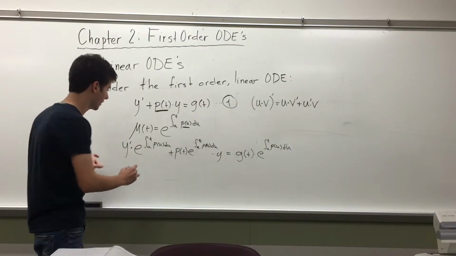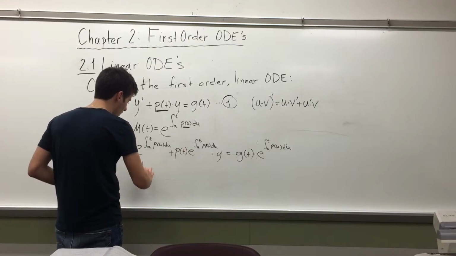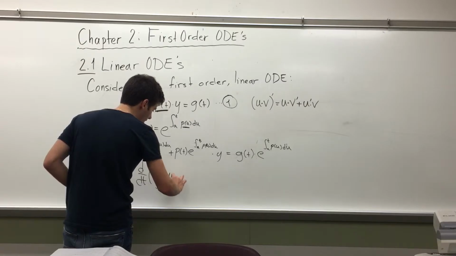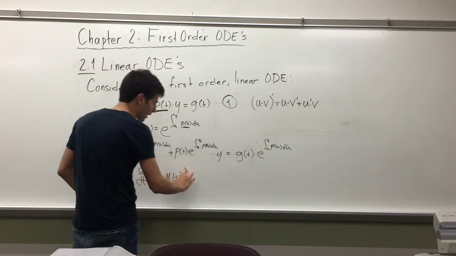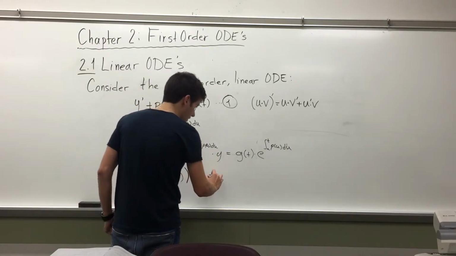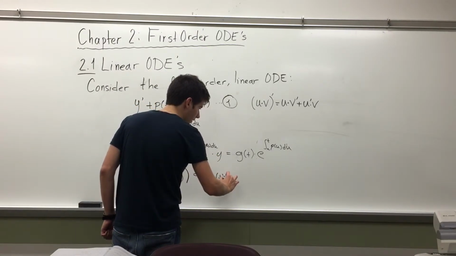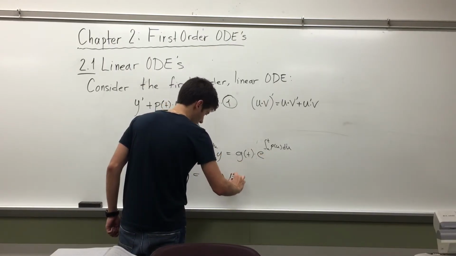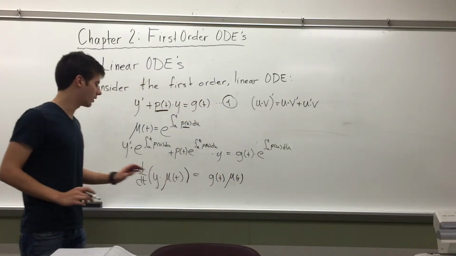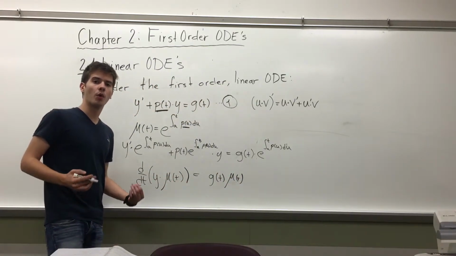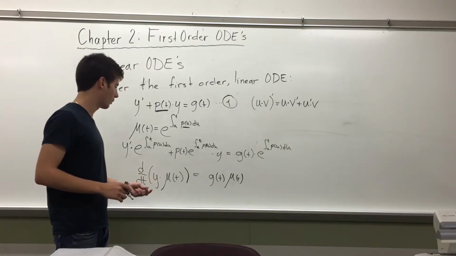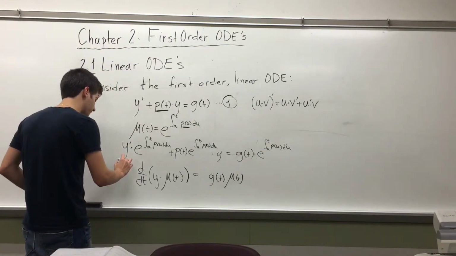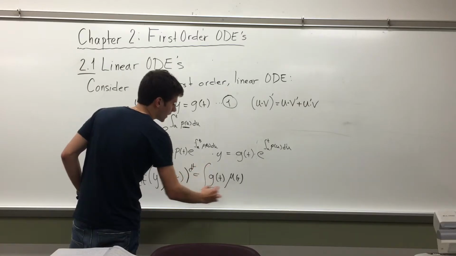But let's continue. This expression here, we can rewrite as the derivative of y times the integrating factor, which I'm just going to write as mu of t. The left side we just copy, because we didn't do anything to it. Ultimately what we want is y of t, the solution of this ODE. So to get the solution, we integrate both sides with respect to t.